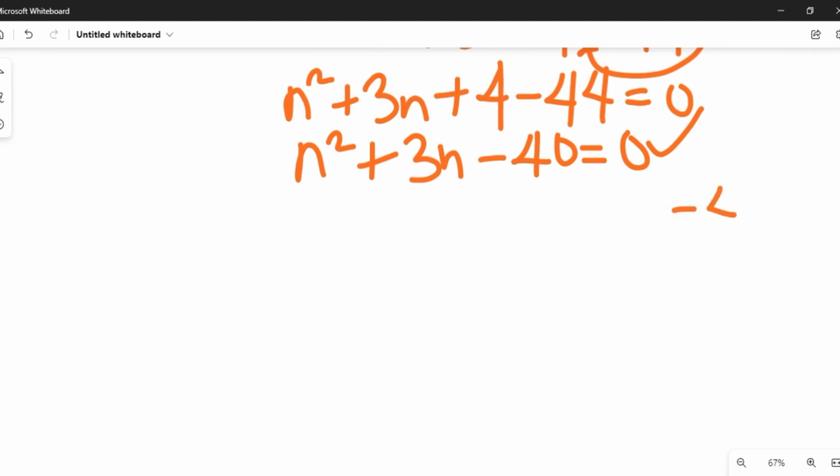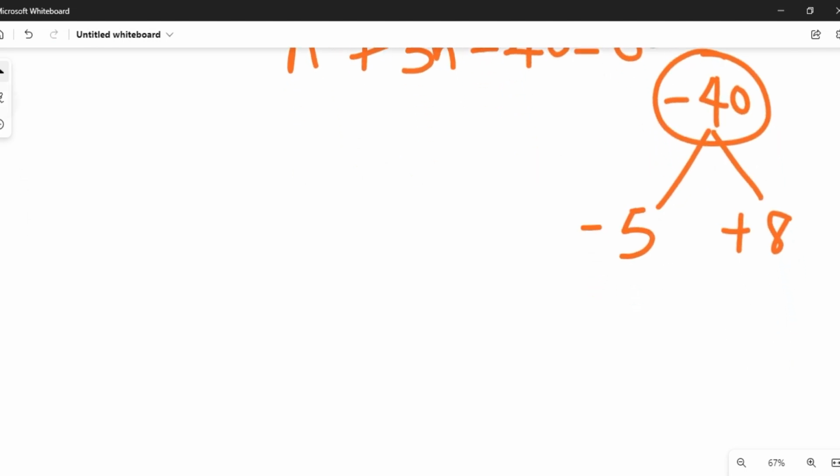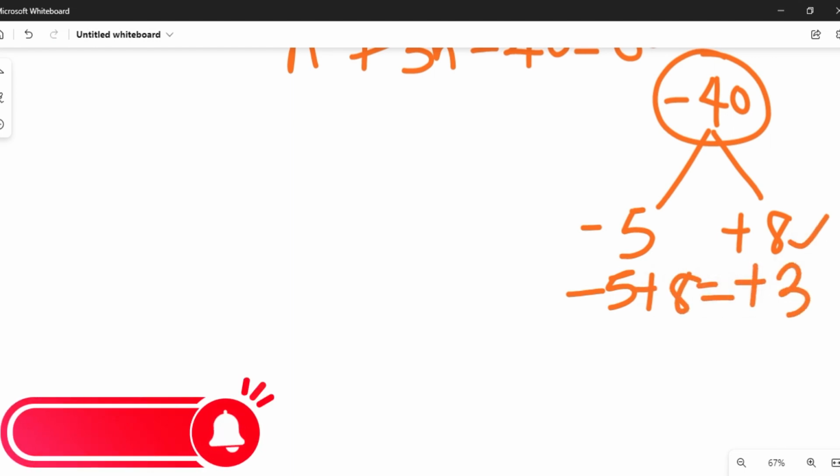So we'll have minus 40. We're going to look for two values we can multiply to give us minus 40, and that will give us minus 5 and plus 8. Minus times plus is minus, and 5 times 8 will give us 40. We can also look at it as minus 5 plus 8, that will give us plus 3. So these two values will work out well.